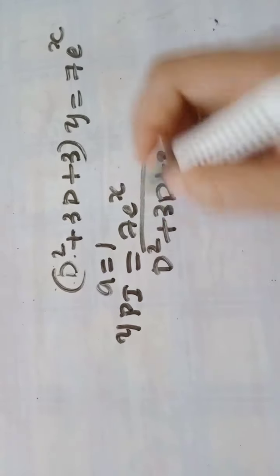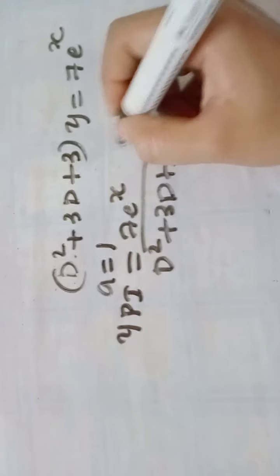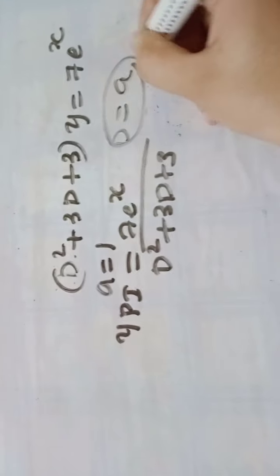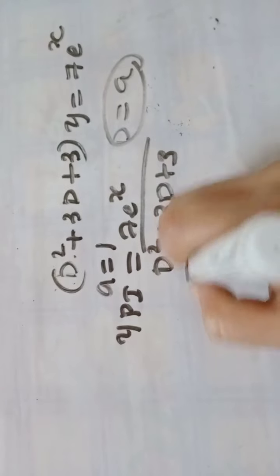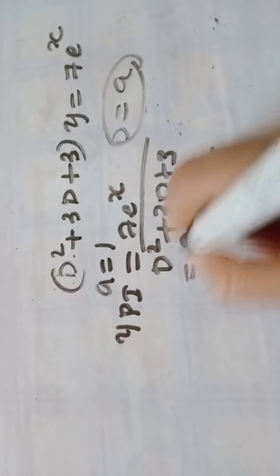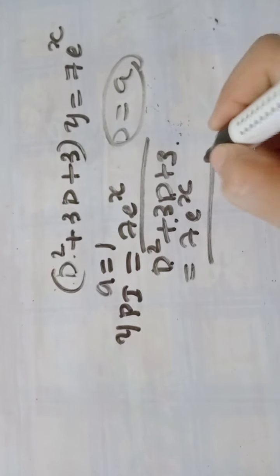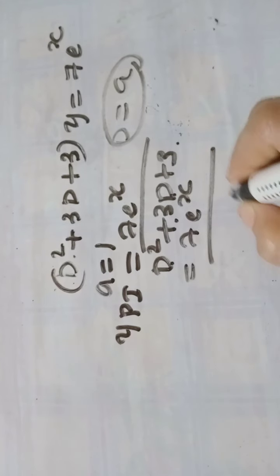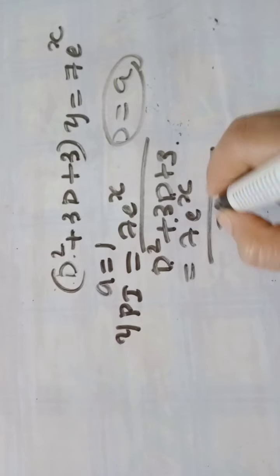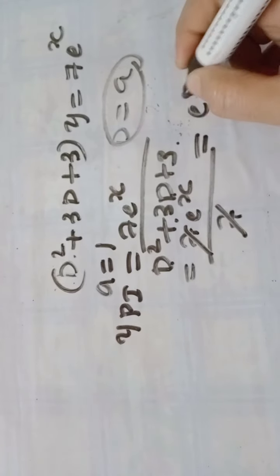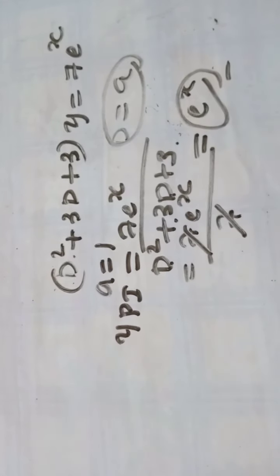So we know that we have to put D is equal to a. Here a is equal to 1. So 7 e raised to x divided by 1 plus 3 plus 3, that is 7. 7 and 7 cancel. So e raised to x is the y particular integral. This is a very simple question, and we have to do it in a similar way for this type of questions.